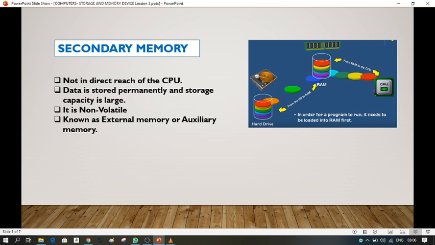Secondary memory is of utmost importance in the computer system as the data is stored permanently and it has a large storage capacity. It is non-volatile in nature. That means data stored in it is not lost even if the power goes off. Secondary memory is also known as external memory or auxiliary memory.